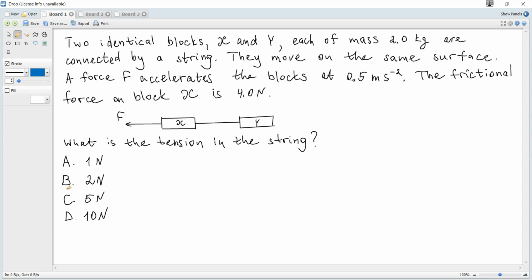Two identical blocks X and Y, each of mass 2 kilograms, are connected by a string. They move on the same surface. A force F accelerates the blocks at 0.5 meters per second squared. The frictional force on block X is 4 newtons. What is the tension in the string?